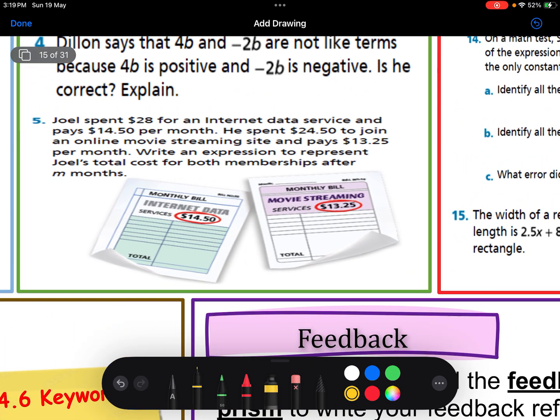No, let's take this one. Okay. Joel spends $28 for an internet data service and pays $14.50 per month. Okay? And he spends $24.50 to join an online movie streaming site and pays $13.25 per month. Write an expression to represent the total cost of both memberships.